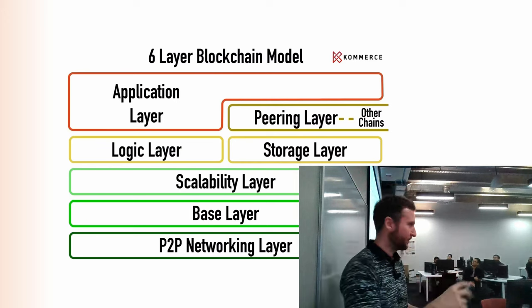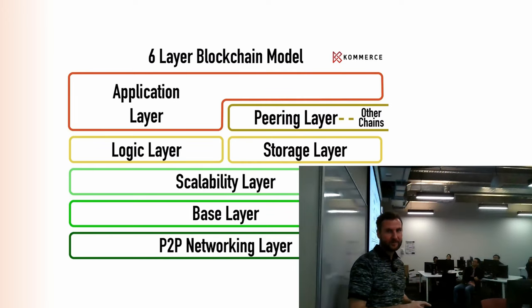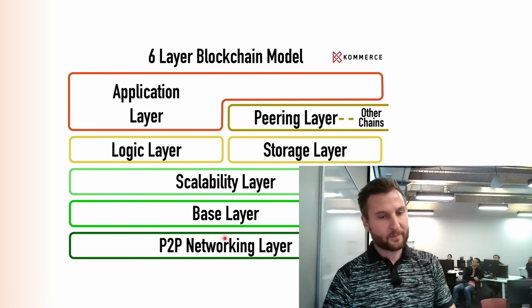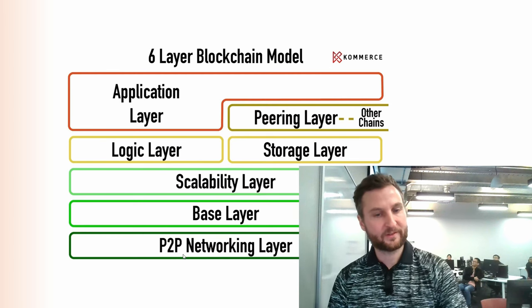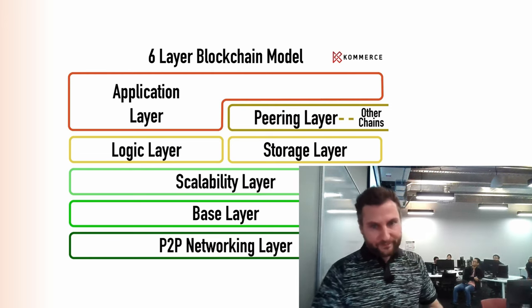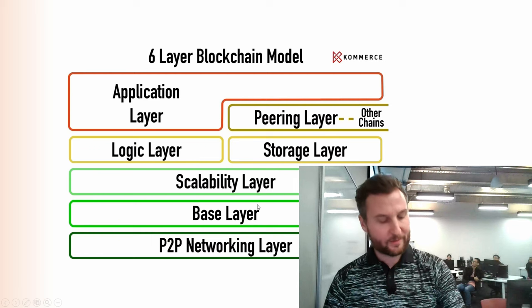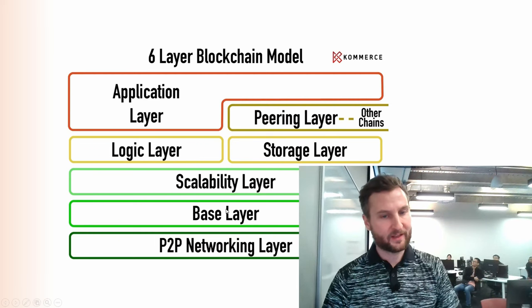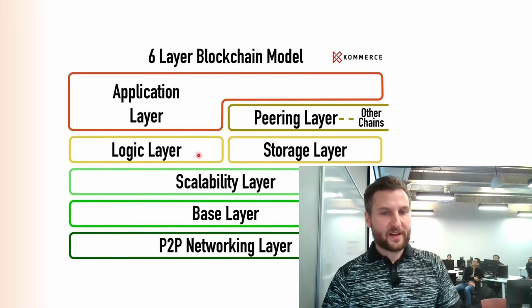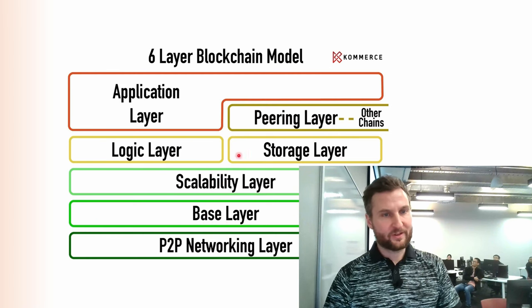Here's one that looks a little bit more simple, by Commerce. We start at the bottom with some networking, peer-to-peer, right? We recognize that from Satoshi's white paper, very first words, peer-to-peer electronic cash. And then we have a couple of others, base and scalability layer. On top of that, we can do some stuff with them, storage and logic. And finally at the top, we have our applications.